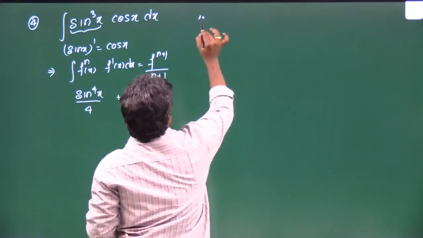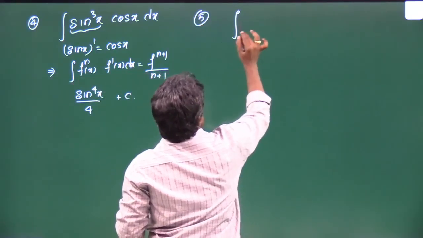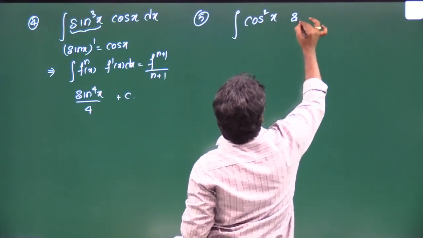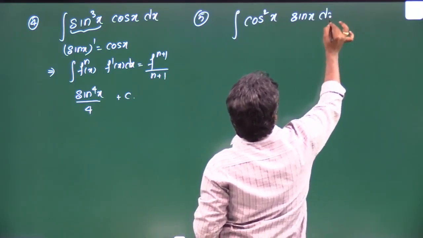Let us take one more. So here we have integral cos square x into sin x dx, let us suppose.